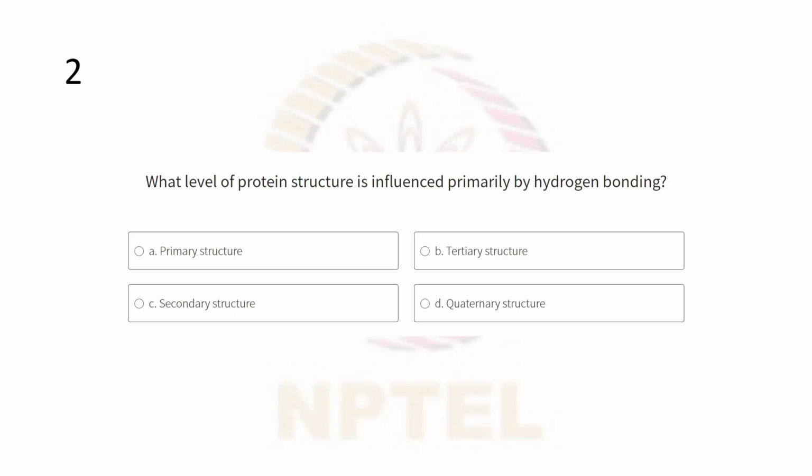Okay, different answer. Yeah, it's the secondary structure. So the major driving force for forming secondary structure is hydrogen bonding. The formation of tertiary structure has several other driving factors other than hydrogen bonding.